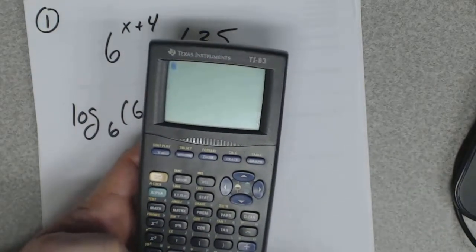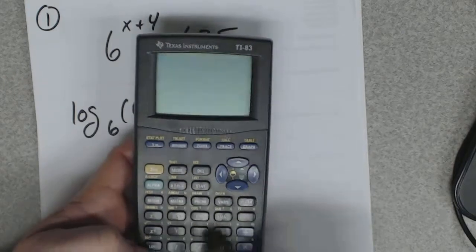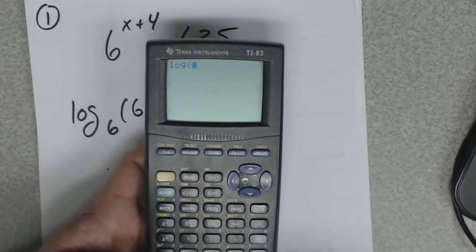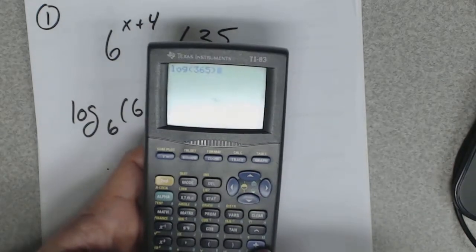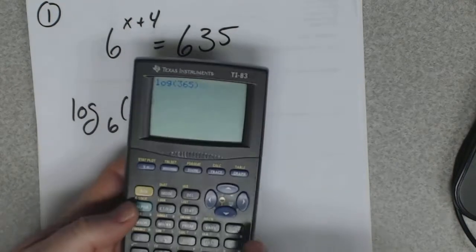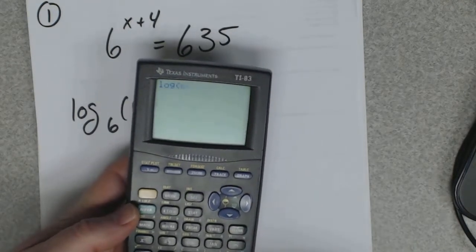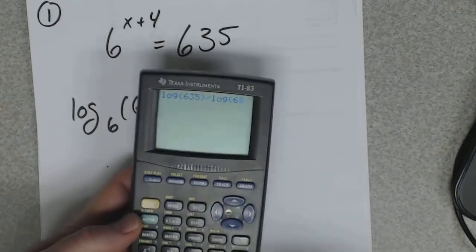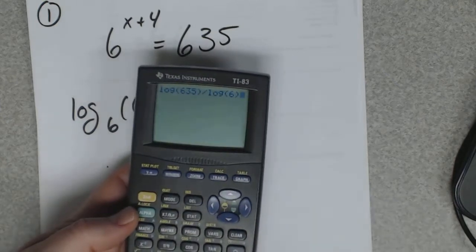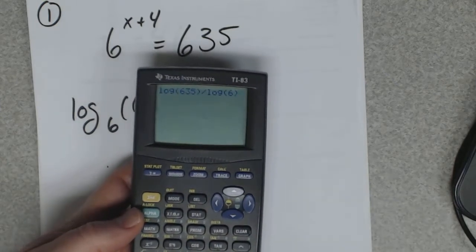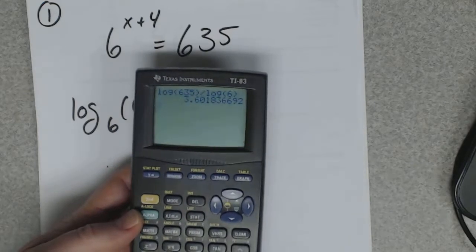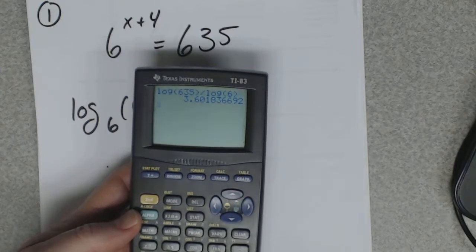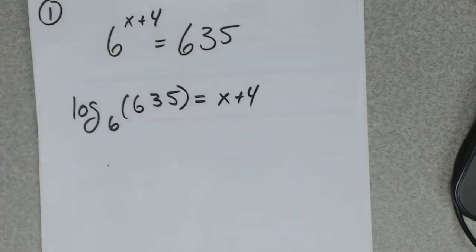I can't do that directly in my calculator because I don't have a way to put log base 6 in. So I have to do log of 635 divided by log 6. Remember, it's the change of base formula. We talked about that in the previous video over 7.4. It's just a number, 3.6018. But they don't want an approximation just yet.